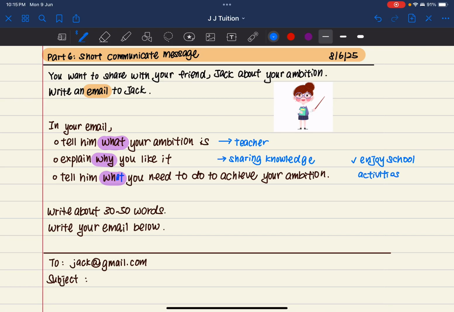Also, we can write something else. For example, you like to engage with children, engage with students. It's also a good point to explain why you like to become a teacher. The third one is tell him what you need to do. What you need to do to achieve your dreams.